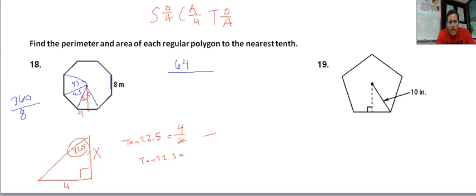So I times x to both sides because I want to get it out of the denominator. And so this is going to equal x tan 22.5 equals 4. And then divide by tan 22.5 to both sides. 4 divided by tan 22.5 is going to equal 9.657. And again, we want to make sure the more decimals we have right here, the more precise my answer is going to be.